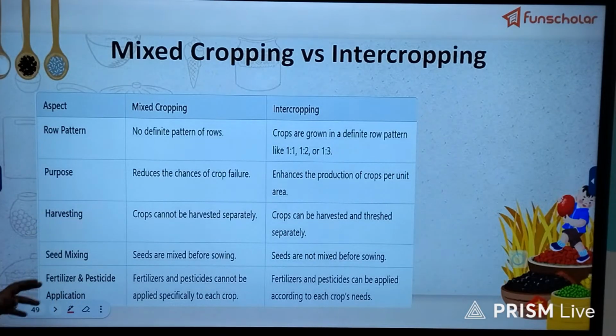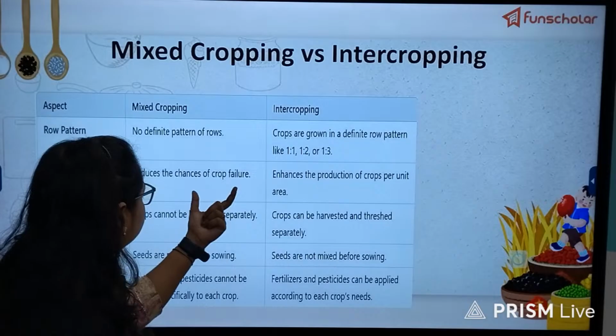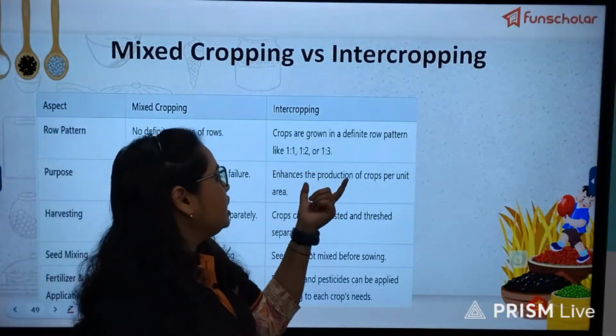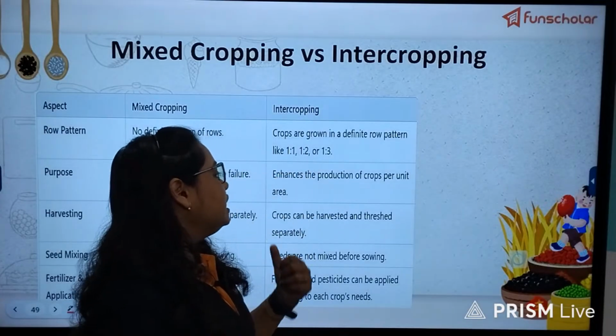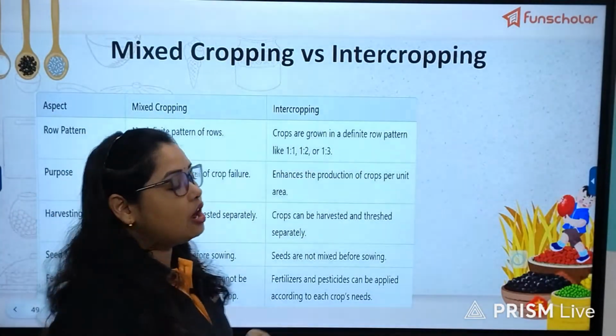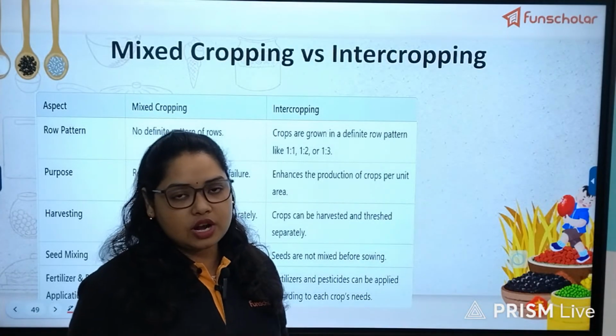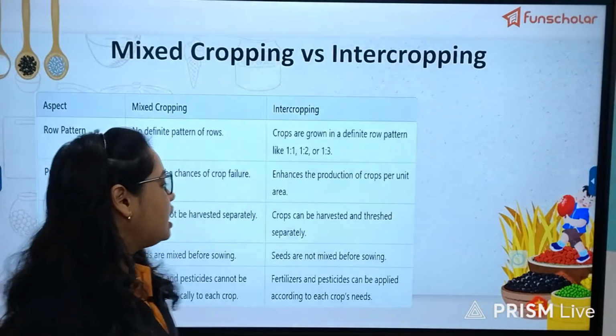Its purpose is to reduce chances of crop failure in case of mixed cropping. But in case of intercropping, it increases the yield of crops per unit area. How? As I said, the nutrient utilized by one crop is replenished by another crop.